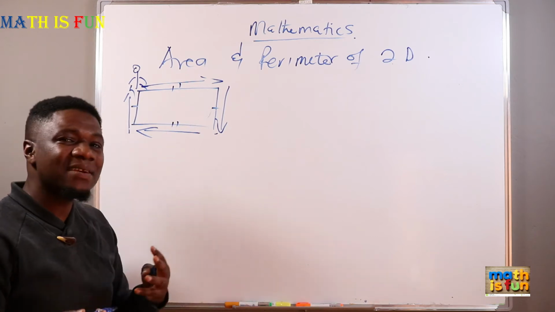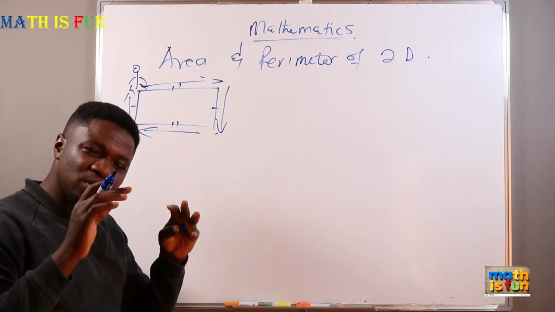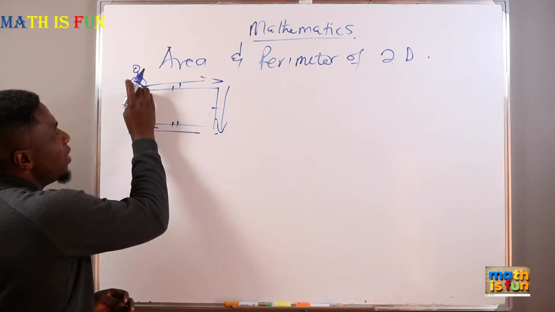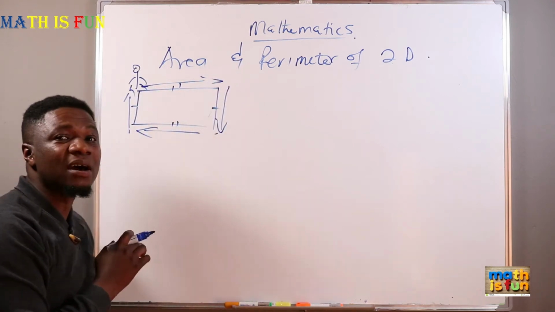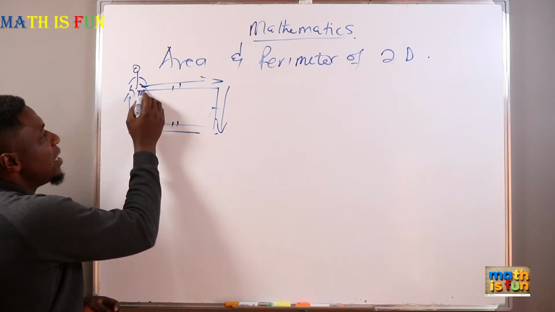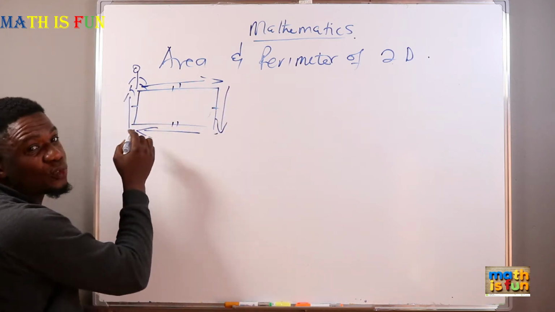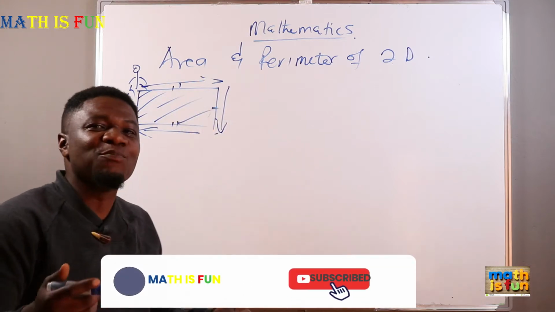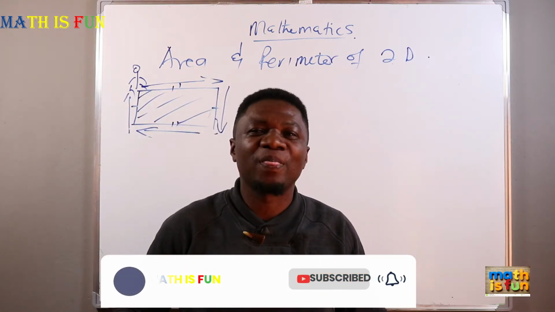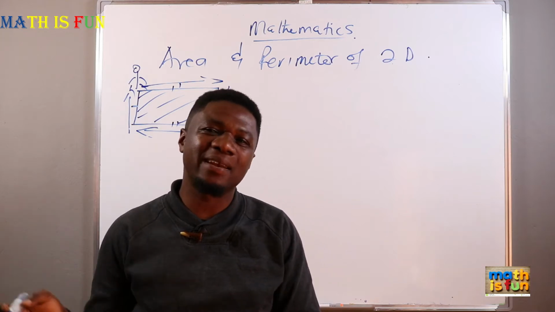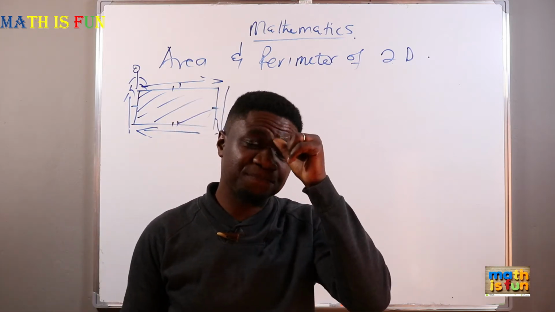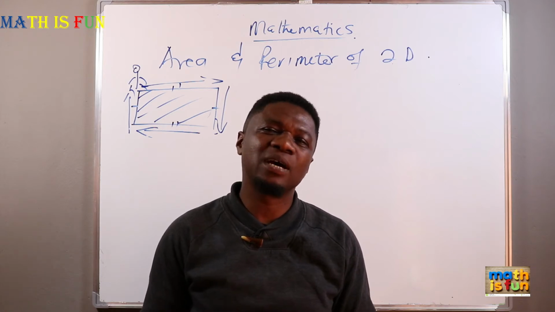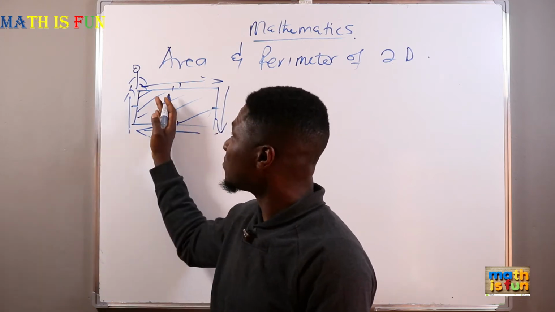But the area is known to be the amount of space within the perimeters of the shape. So if the distance around is the perimeter, then it means that all the sides are closed. So this space that we find here, the netball court within the court, that is what is called the area of that particular shape. So we would like to know how to calculate the area of a rectangle.